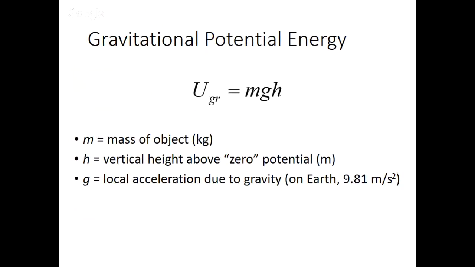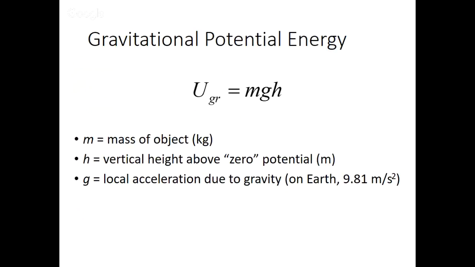For gravitational potential energy, it's the same sort of deal. M is the mass of the object in kilograms. H is the vertical height above whatever line you designate as zero potential, in meters. And G is the local acceleration due to gravity. On Earth, that's good old 9.81 meters per second squared that you've used over and over again.